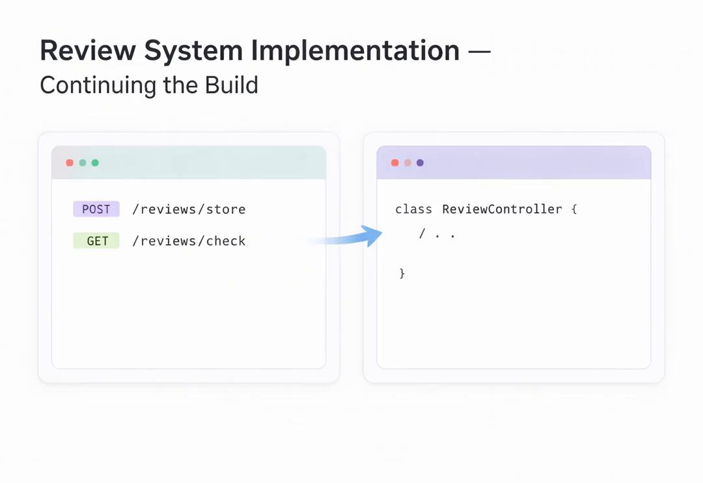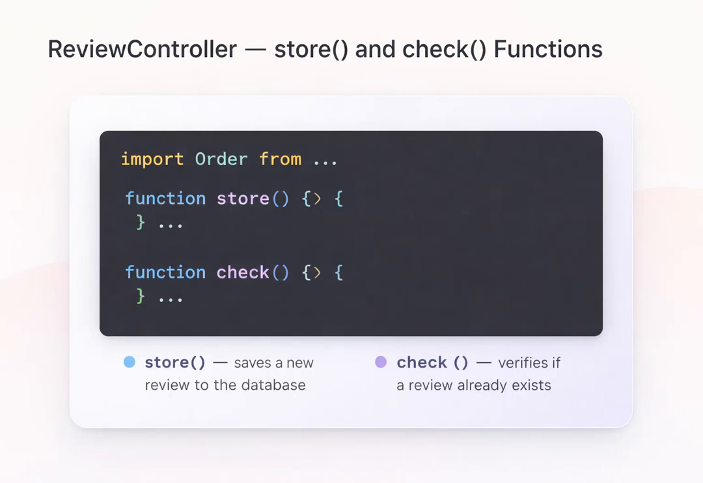Picking up right where we left off, the AI assistant generated two routes for the review system, one for storing a review and one for checking whether a review already exists. These routes point to a review controller, which was scaffolded inside the front-end folder. The controller was initially commented out to avoid errors during setup, then uncommented once the file was ready and imported properly. Inside the review controller, there are two core functions, store and check.